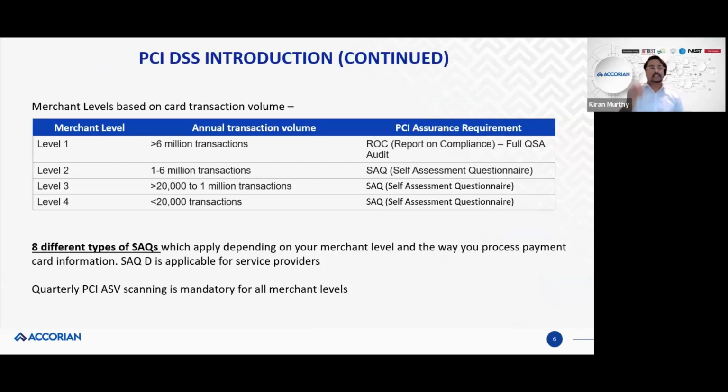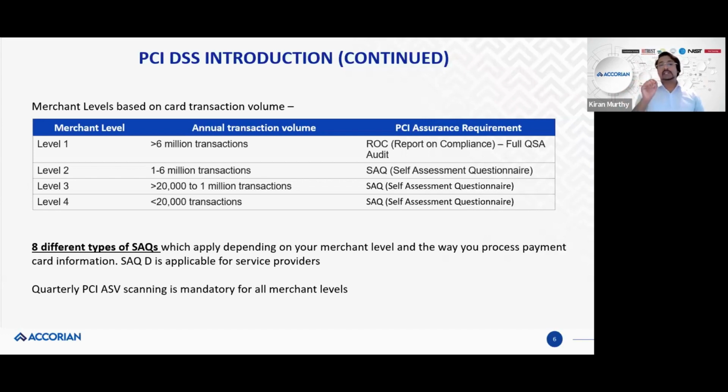All right. To continue further, pertaining to the merchant level based card transaction, whether you're a large retail processing millions of transactions or a small online store, PCI DSS compliance is essential. These are the four primary merchant levels, ranging from level 1, which includes merchants processing over 6 million card transactions per year, to level 4, typically reserved for those processing fewer than 20,000 transactions annually.